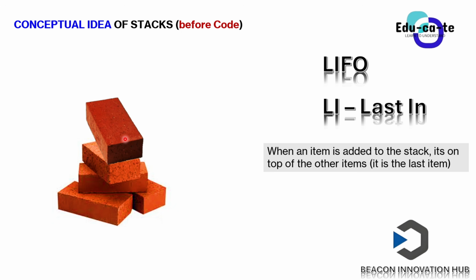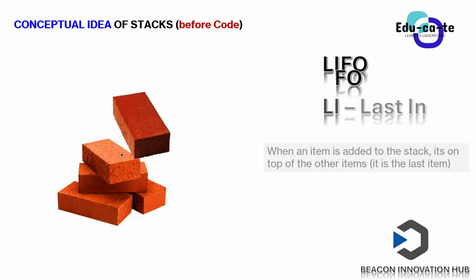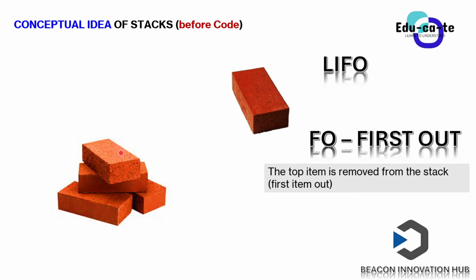Okay, but now let's say that I just want to try and remove this brick. If I want to remove a brick from the stack, I have to start by removing the brick that is on the top. Let's just say right now I want to remove a brick from the stack. I cannot go and remove the bricks here at the bottom, guys. I mean, really, we have to remove the brick on the top of the stack. So we say that this is a first out principle. It means that whenever we remove, we remove the brick that is on top of the stack.